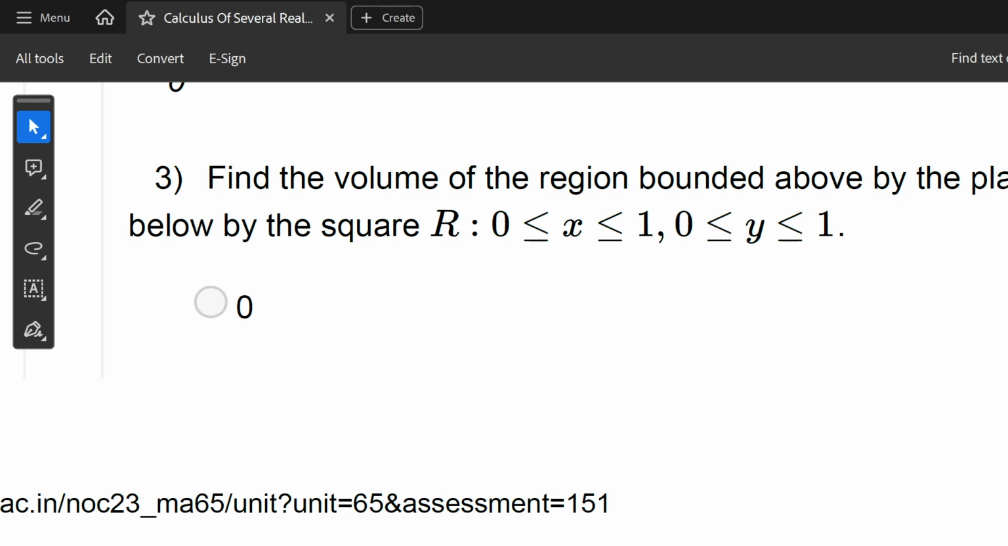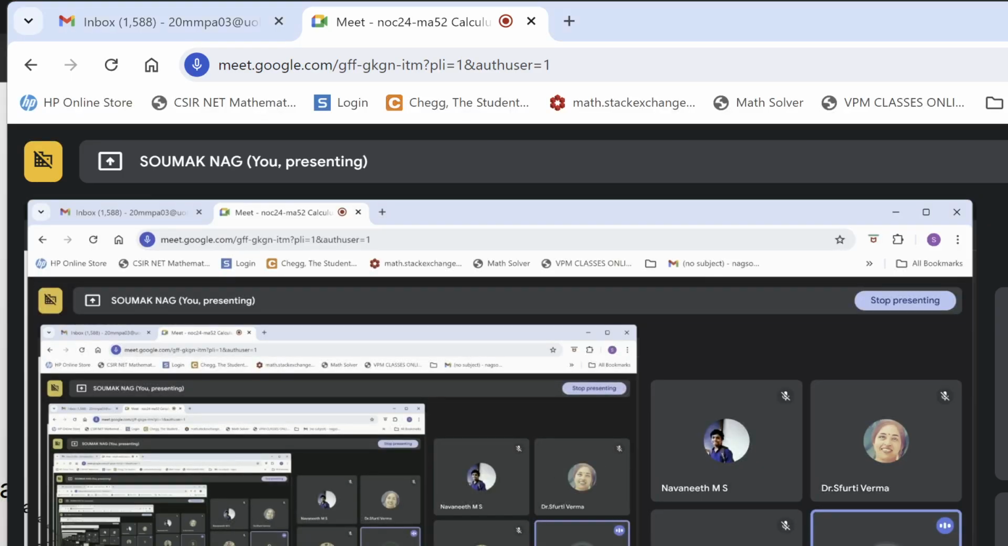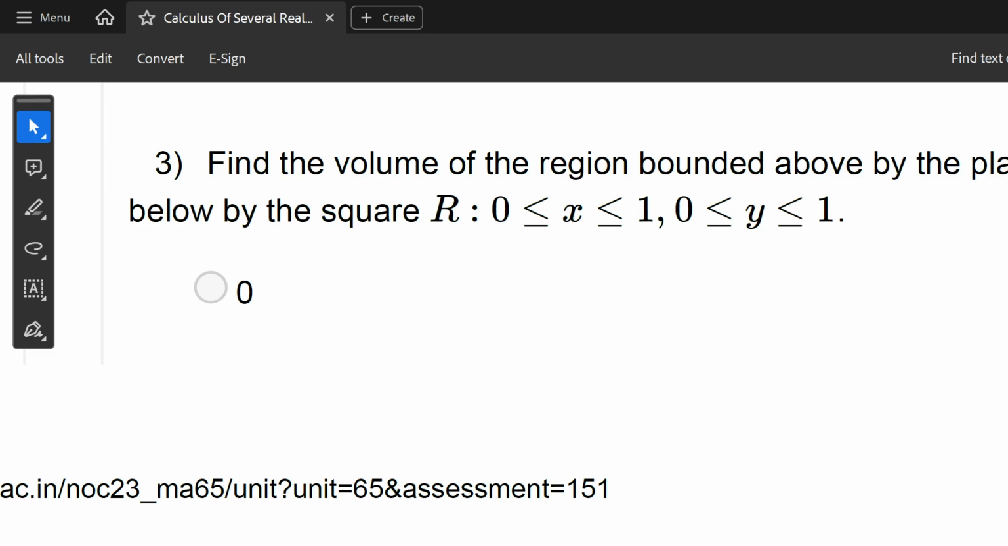Uh, just 1 minute. Kindly solve this one. Sorry. So what is this region?